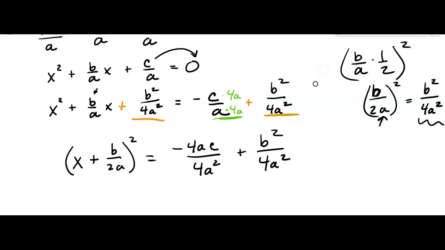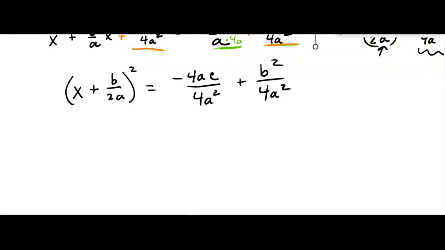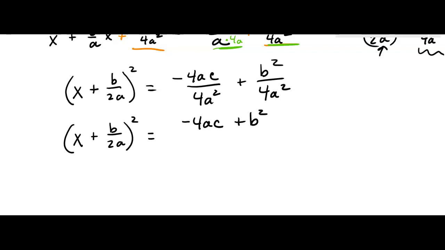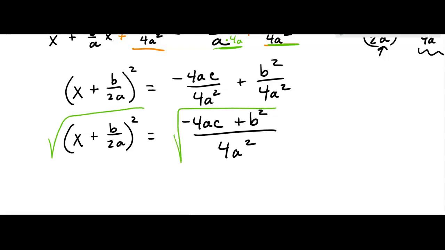Okay, we're getting there. A couple more steps. So x plus b over 2a, squared, equals negative 4ac plus b squared over 4a squared. Okay, because we got the common denominators, so we can write the numerators like that. They can't be combined because they're not like terms. All right, now we can use the square root property. Take the square root of both sides, and we're going to put a plus or minus in because we don't want to forget that.